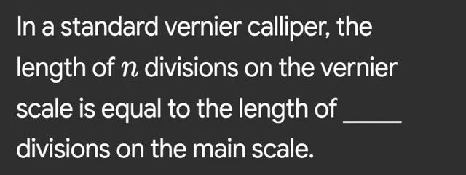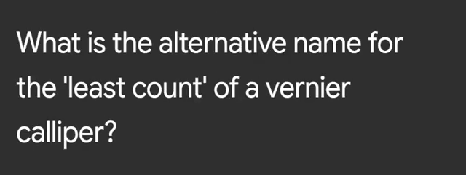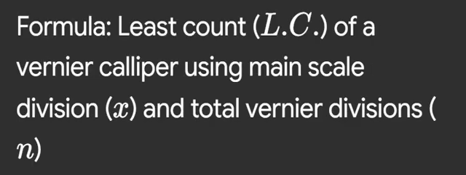Sixth question. In a standard vernier caliper, the length of n divisions on the vernier scale is equal to the length of dash divisions on the main scale. So fill up this gap. Seventh question. What is the alternative name for the least count of a vernier caliper? Very tricky question. Again, I'll repeat. What is the alternative name for the least count of a vernier caliper?